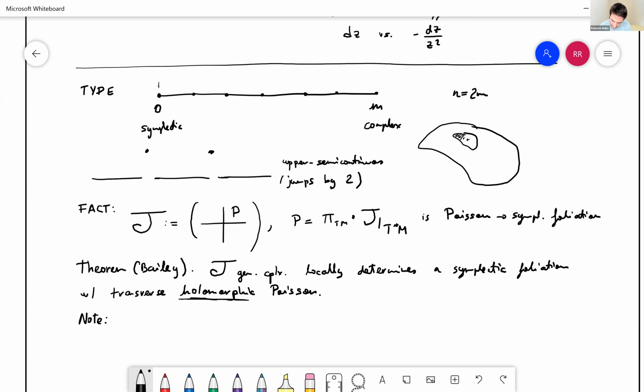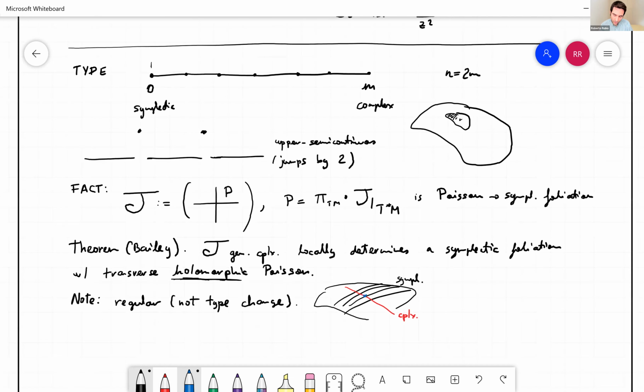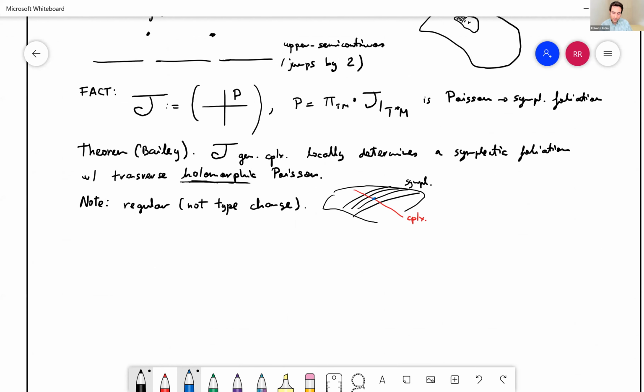So in the regular case, where there is no type change, generalized complex structures look like these symplectic leaves. And the idea is that transversely, if you take a slice, a section, that's going to have a complex structure. What happens in general when the type changes is that this is not anymore a complex structure. There will be some point where things go wrong, and then you have these holomorphic Poisson structures. So this is the local description of the object, the geometric description of the object we are dealing with.